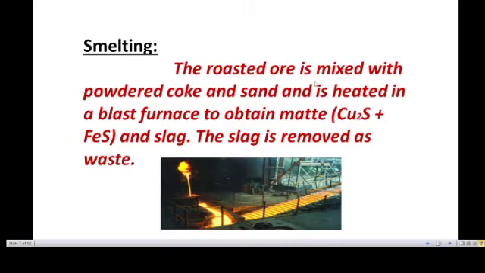The ore is first roasted by heating. After roasting, the ore is mixed with powdered coke and sand and heated in a blast furnace. Why are the coke and sand mixed with the powdered ore? For even heating. The mixture of Cu2S plus FeS is called matte. The slag is removed as waste.